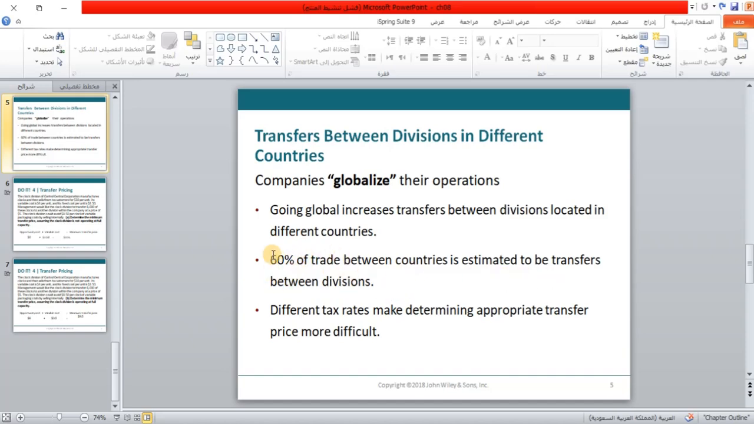Upstream sales, downstream sales, horizontal sales. We need to apply transfer prices for these transfers between divisions in different countries.